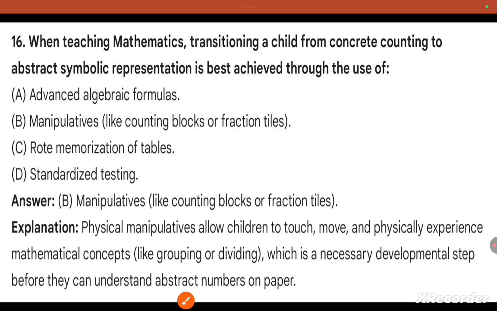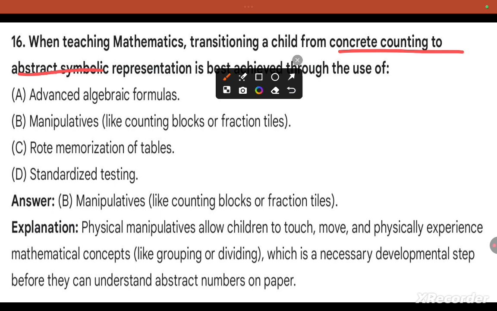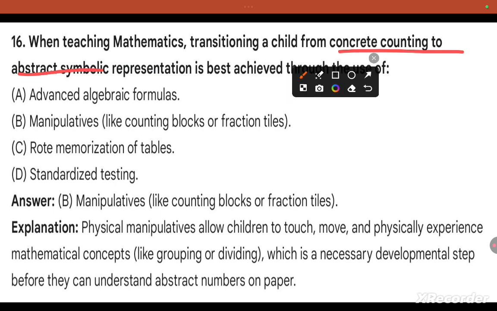Question number 16. When teaching mathematics, transitioning a child from concrete counting to abstract symbolic representation is best achieved through what? A. Advanced algebraic formula. B. A manipulative such as counting blocks or fraction tiles. C. Memorization of tables. D. Standardized tests.